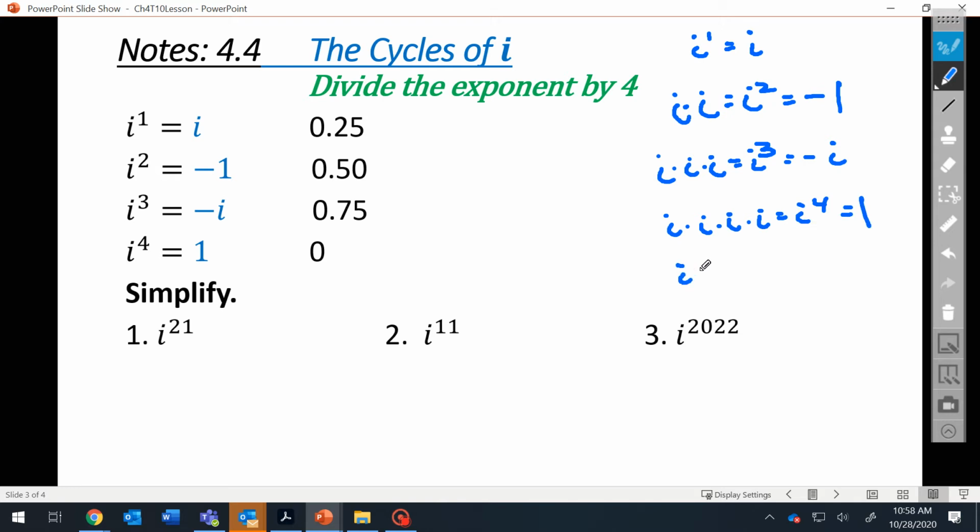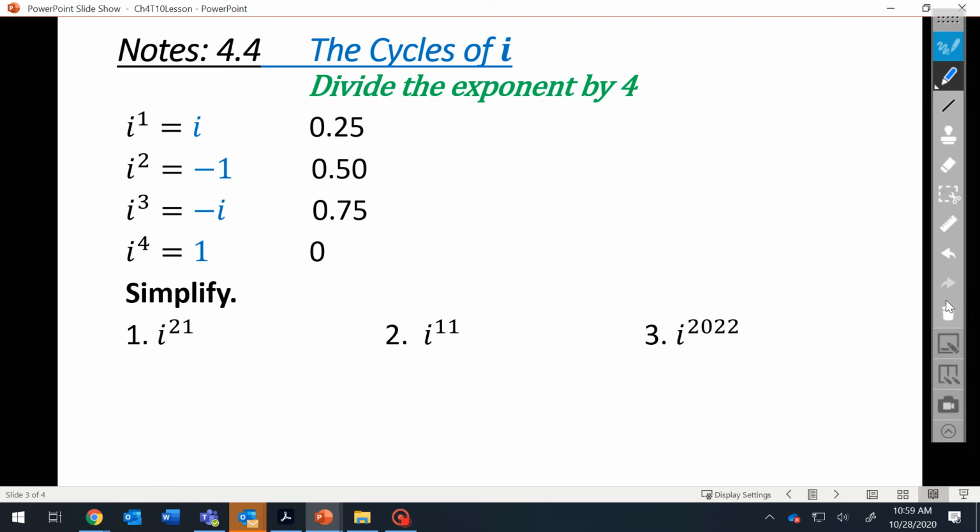If you multiply it 5 times, 2, 3, 4, 5, i to the 5th, that simplifies to i. It starts over from the very beginning. So essentially, it cycles around in a loop of 4. It goes from i to negative 1 to negative i to 1, and then back to i, and then starts looping over again.